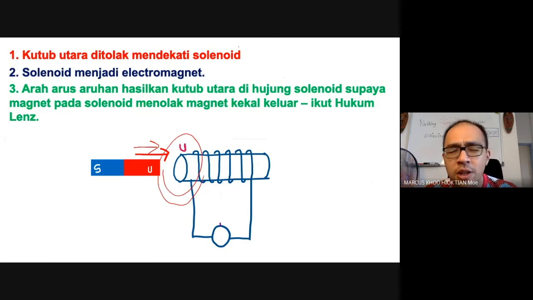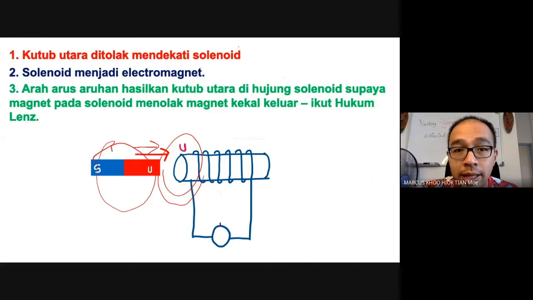Because the solenoid says, don't come in, I don't want you to come in. We follow, so that the magnet on the solenoid pushes the permanent magnet out. This is the permanent magnet. It will push the permanent magnet out, according to Lenz's law. So if this side is north, the other side will be south.